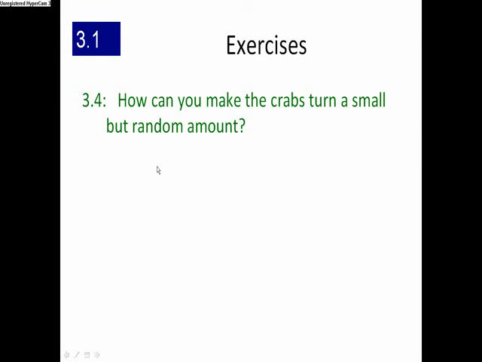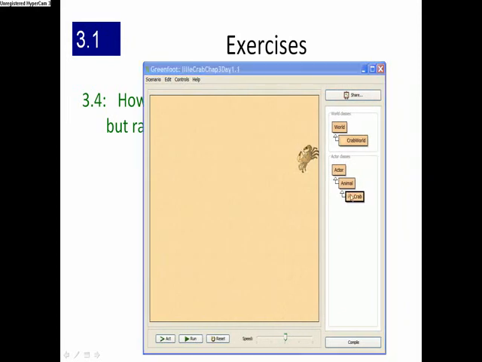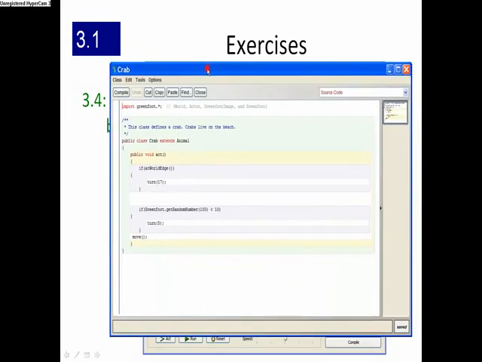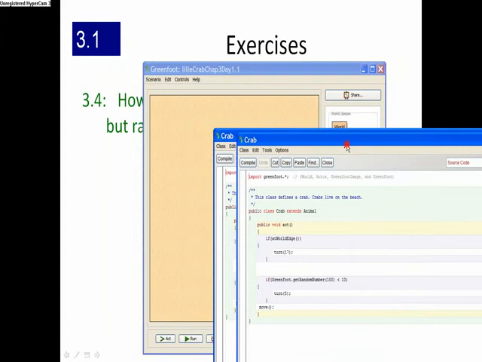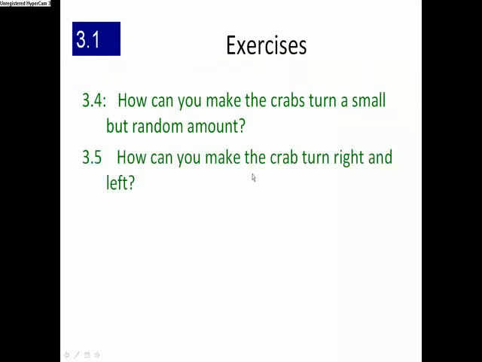Alright, how can you make the crabs turn a small but random amount? So before, if you look at our crab here, it turns the same amount every time. And that does not seem very natural. It's not random enough. Living things are a little bit more random than that. Come up with an idea for what you can do to make that turn something a little bit different every time.